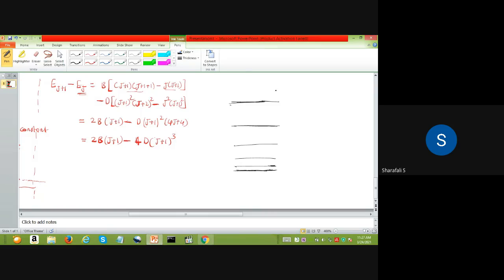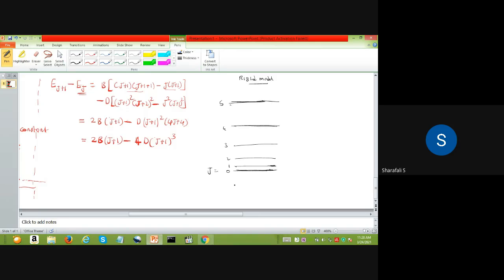So this is for the rigid rotator, the rigid model. In that case, we have different transitions. These are J values, J equal to 0, 1, 2, 3, 4, 5. If we substitute these J values in that energy equation, then we'll get different energy levels like this.